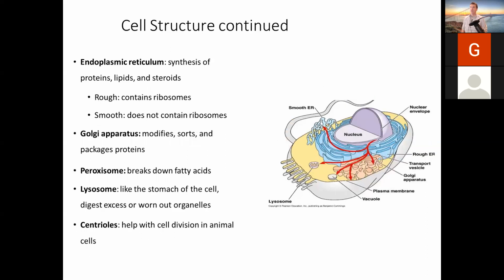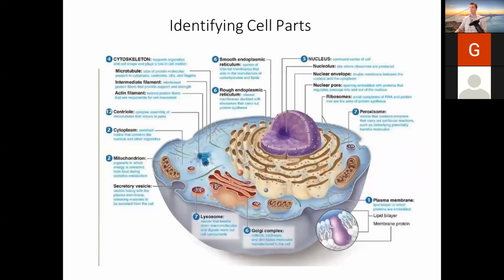The endoplasmic reticulum is the site of synthesis of proteins, lipids, and steroids. There's the rough ER, which contains ribosomes. There's the smooth ER, which does not contain ribosomes. The Golgi apparatus modifies, sorts, and packages proteins. Then we have the peroxisome, which breaks down fatty acids. We have the lysosome, which, like the stomach of the cell, digests excess or worn out organelles. Then we have the centrioles, which help with cell division in animal cells.